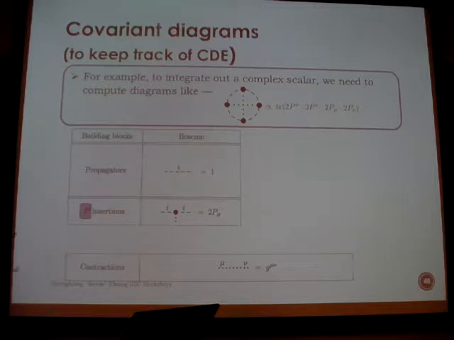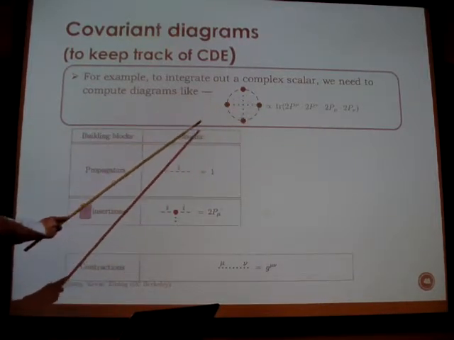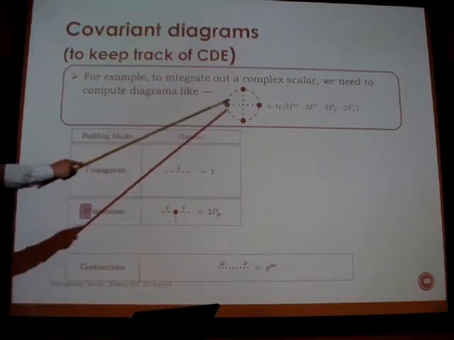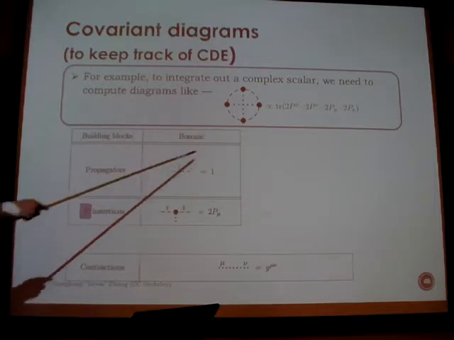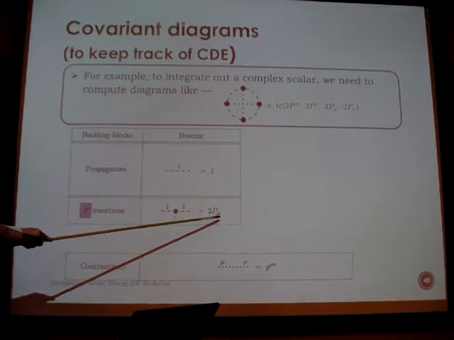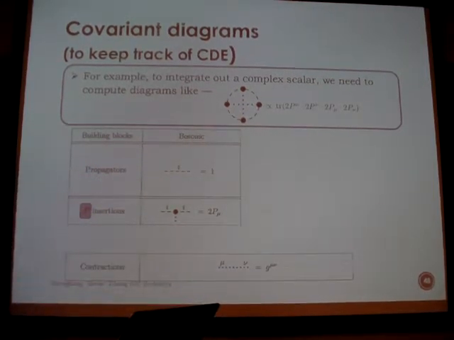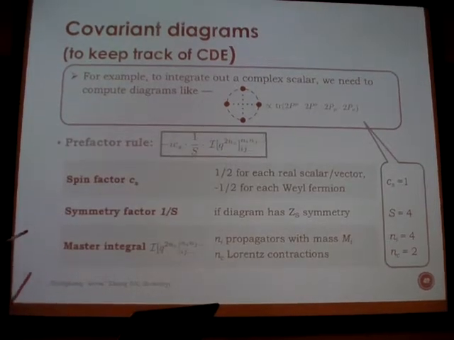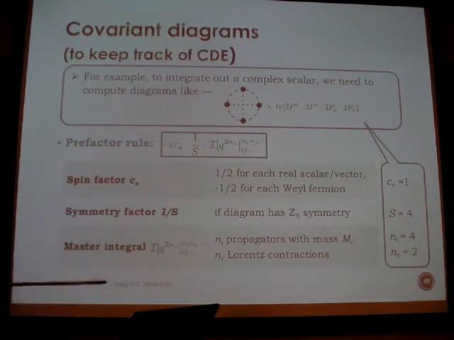To give you a simple example, if we want to integrate out a complex scalar, this would be one of the diagrams that we have to compute. It involves 4 propagators, each one is 1 over P squared minus m squared, and there are 4 P insertions, each reads 2P_mu, and their Lorentz indices are contracted, as shown by the dotted lines. So this is the operator structure contained in this diagram, and then we have to figure out what the prefactor is.